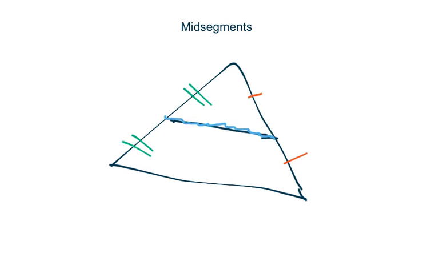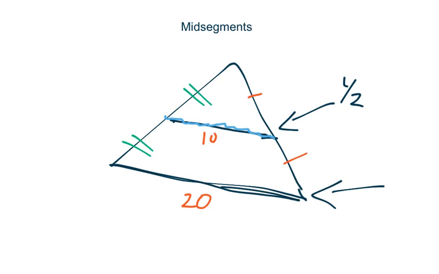And what it does for us, as far as numerically and mathematically, is that if this length is 10, then this would be 20. The midsegment is always 1/2 of the bottom of the triangle. So let's just look at an example, and we'll just make sure we understand that.